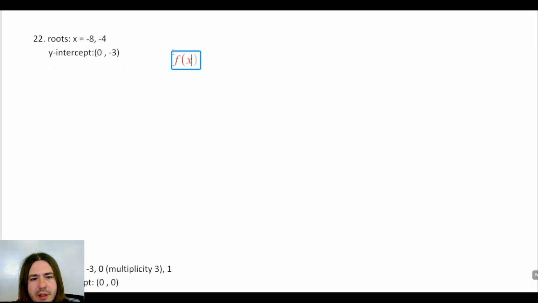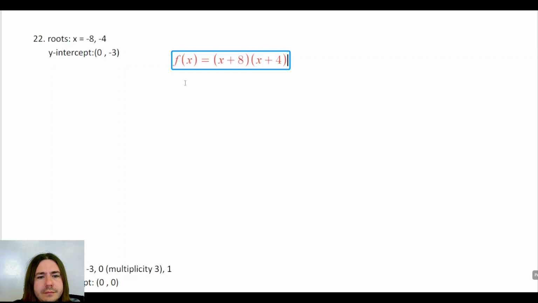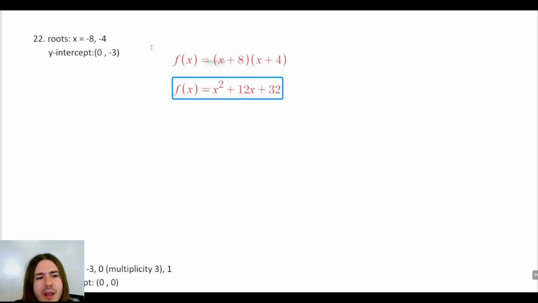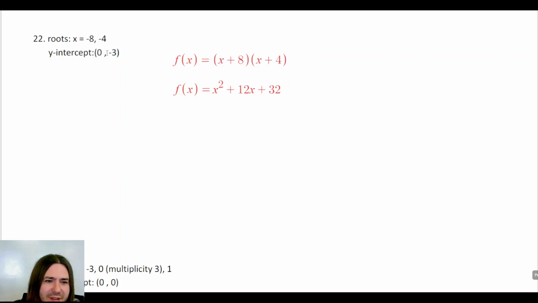I'm going to start with the two roots being x plus 8 times x plus 4. When I multiply those together, I'm going to get x squared plus, let's see, 8 plus 4 is 12, and 8 times 4 would be 32. Is that right? 12 and 32, I think that's right. But obviously the y-intercept's not right. So to make sure that the y-intercept's right, we need to say, okay, well, 32 times what is -3?